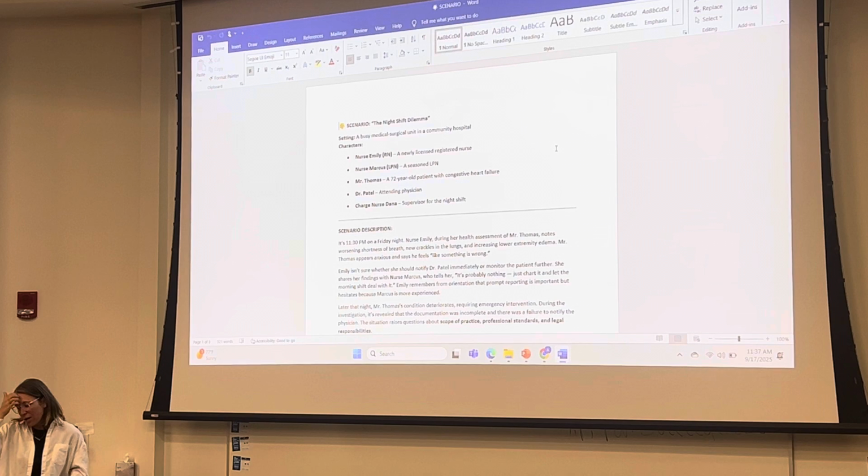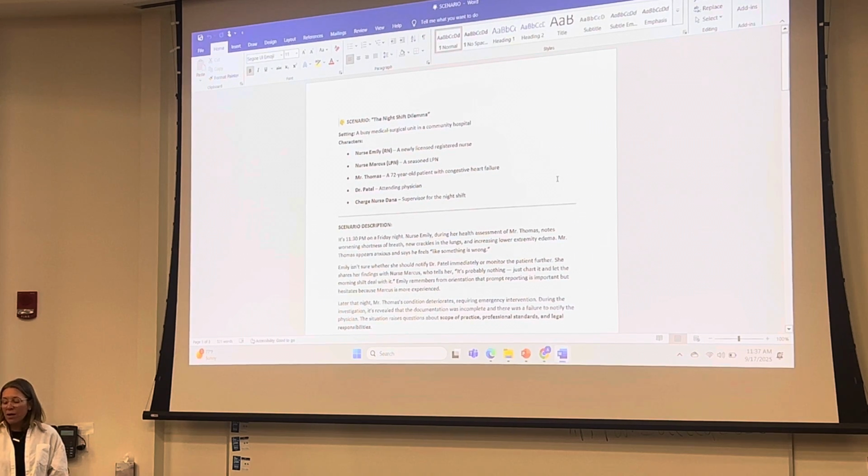So this scenario that you went through, it's a busy medical surgical unit at a community hospital. You've got some characters here. So you've got Nurse Emily, who's a newly licensed RN. You've got Nurse Marcus, who's an LPN. So his scope is not as great as the RN, but he's seasoned. He's been there a long time. Okay, so he might be more of like a supervisory person to Emily in her mind, maybe because he's been there.